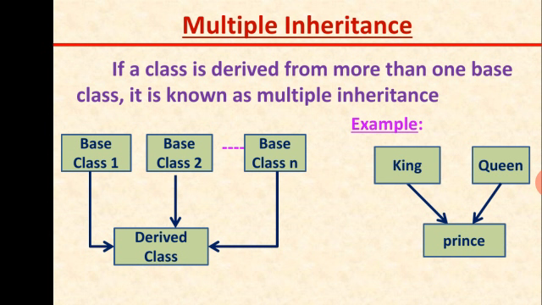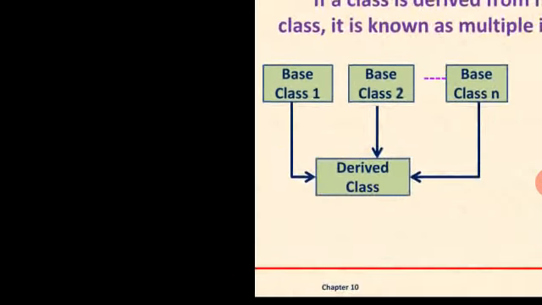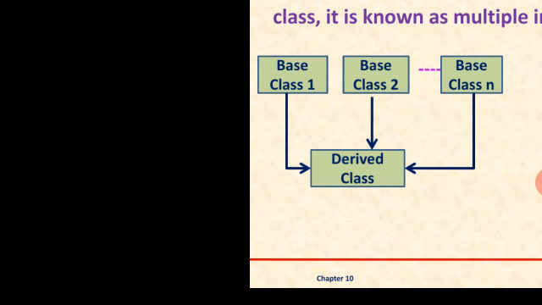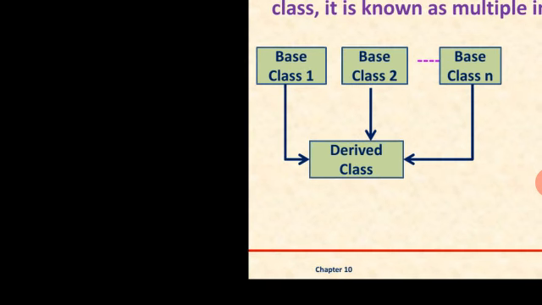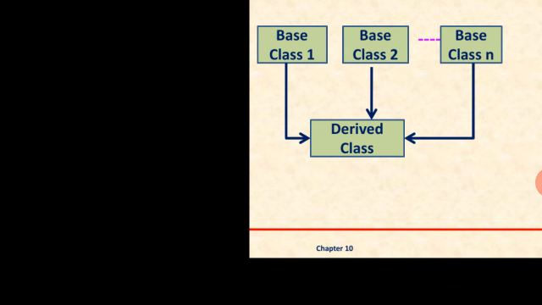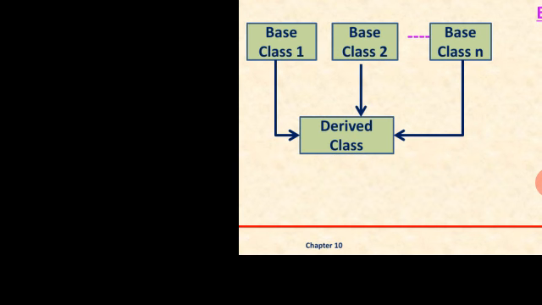It means the new class I am creating will have characteristics not only from one base class but from many base classes. To show you, let us consider the diagram here. There is base class 1, base class 2, and similarly I can have n number of classes, base class n. From all these base classes I will create a new class, that is the derived class, and this derived class will have the characters or features of base class 1, base class 2 and base class n.